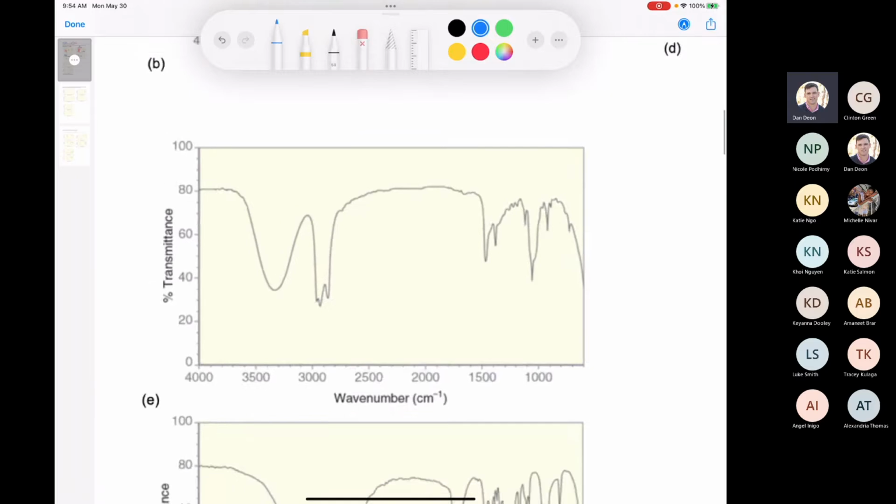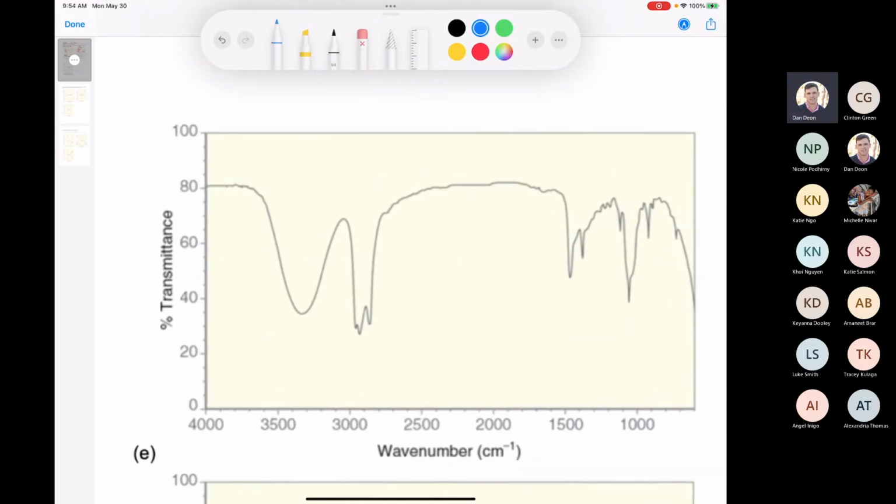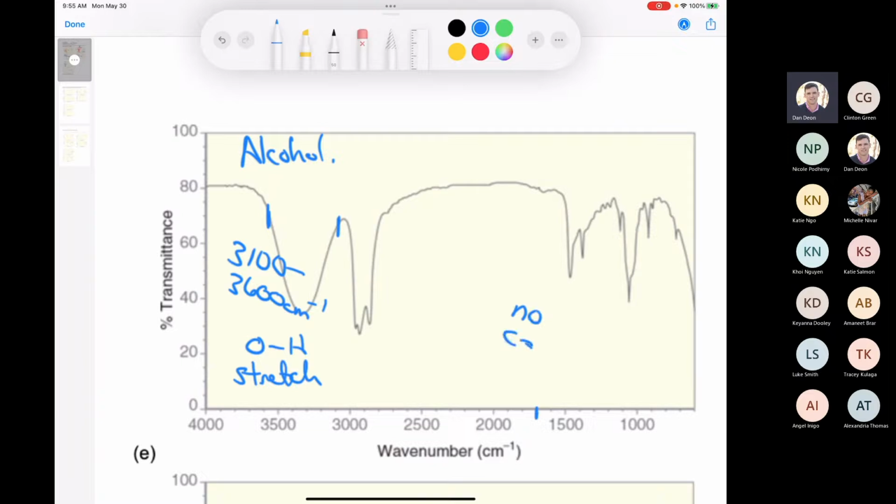And let's go down here. What about E? What do you think E might be? We get something around here. This is from around 3100 to maybe around 3600, roughly. Yeah, absolutely. This would be an oxygen-hydrogen stretch. So that means that this is an alcohol. We could also say that here's 1700, no carbonyl. Therefore, we know for sure it's not a carboxylic acid.